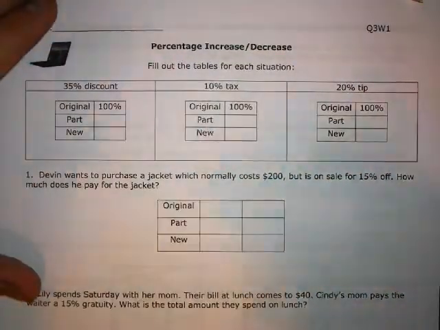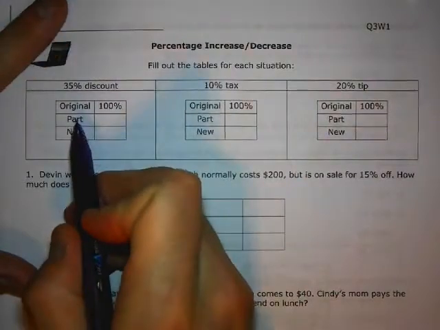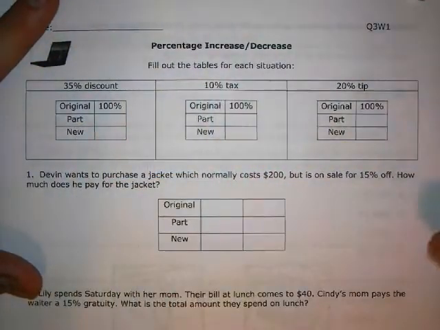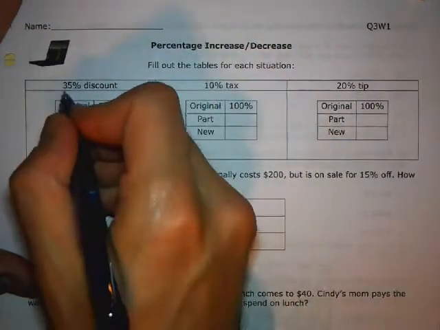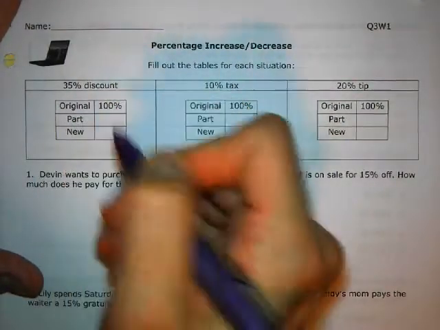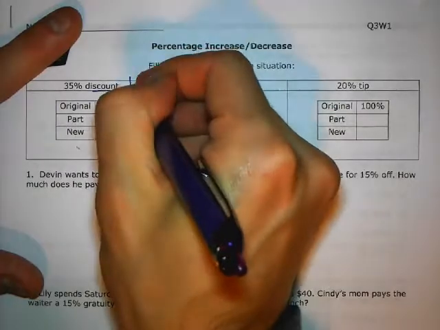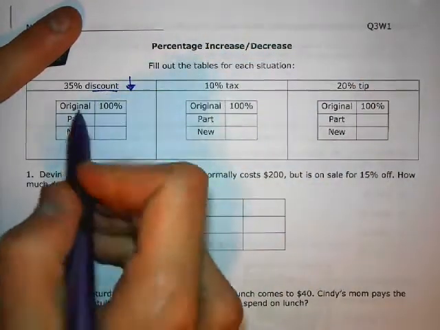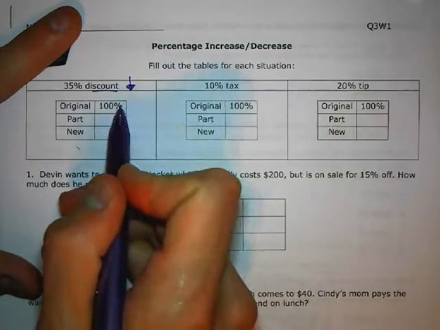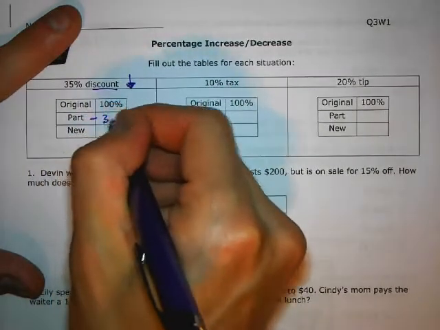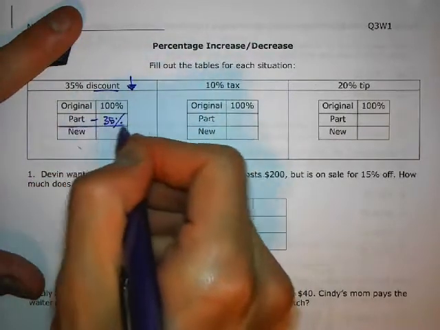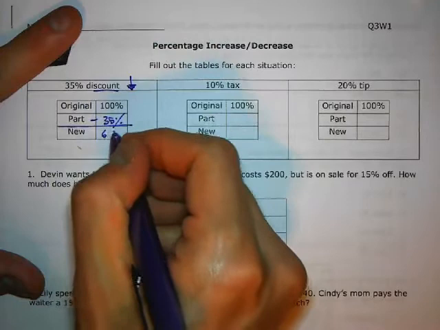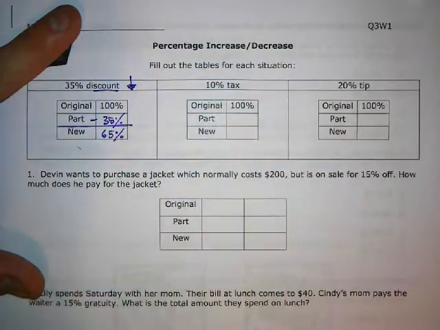So on your paper, we're going to start out with original, part, and new tables. This is an extremely helpful way of organizing the information in a percentage problem. Here's what I mean. If we have a 35% discount, well, let's remind ourselves that a discount is a decrease. What's happening is we're going to take the original and we're going to subtract 35% of it. That's the part that we're subtracting. What we're left with is going to be 65%, because 100 minus 35 is 65.